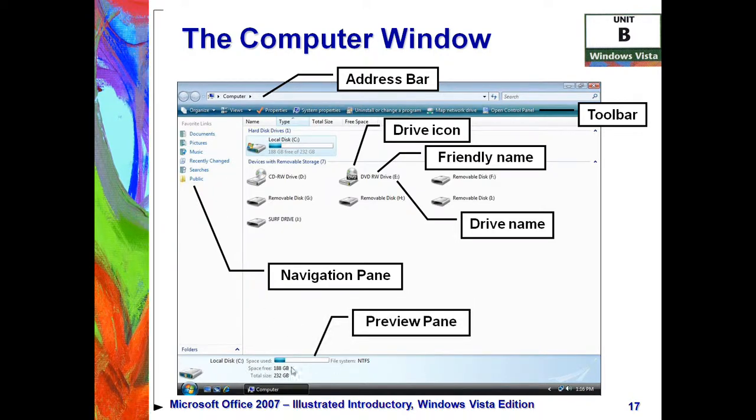Now down on the bottom there's a preview pane that's actually going to show you a little bit about the hard drive, and you'll see here it tells us about the space used. Of course, if you were using all of your hard drive, this would be all the way filled up. Down here it tells you how much space is free. So in this drive it would have 188 gigabytes free, and this would be a 232 gigabyte drive. So it gives you some information about how much information you can actually store on your hard drive.